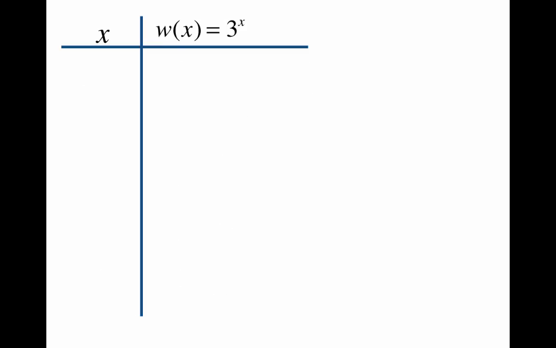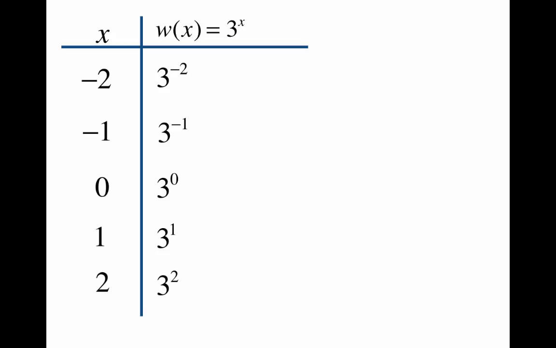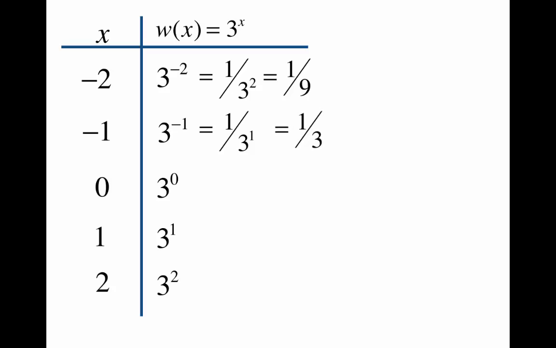Okay, let's make the second table for w of x. So we're going to go -2, -1, 0, 1, and 2 in our table. This time it's 3 to the x power, so it's 3 to the -2, 3 to the -1, 3 to the 0, 3 to the 1, and 3 to the 2 power. 3 to the -2 means it's really 1 over 3 squared, and 3 squared is 9, so 1/9. 3 to the -1 is really 1 over 3 to the first power, which is just a third. And what's 3 to the 0? Anything to the 0 power equals 1. 3 to the first is just 3, and 3 squared is 9. So here's our numbers. It goes 1/9, 1/3, 1, 3, 9.